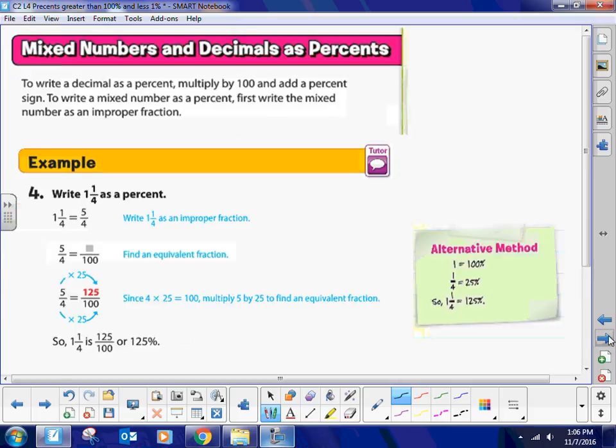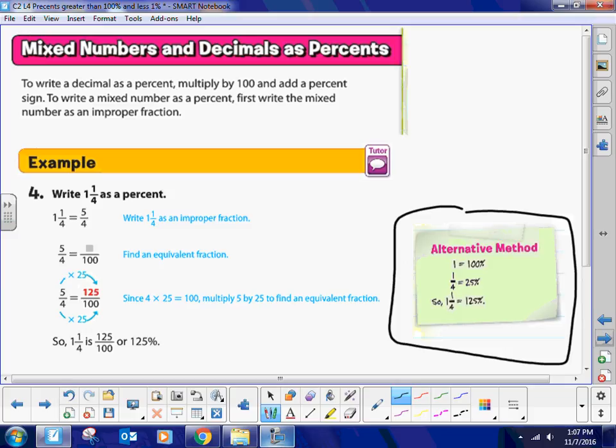All right? All right, mixed numbers and decimals as percents. Look at this. If the way that I'm doing is confusing you, try it like this. I'm okay with that. Okay? For this right over here, watch how they do this. They want you to write 1 1/4 as a percent. Okay? If this way is okay, that's fine. If you can handle that.